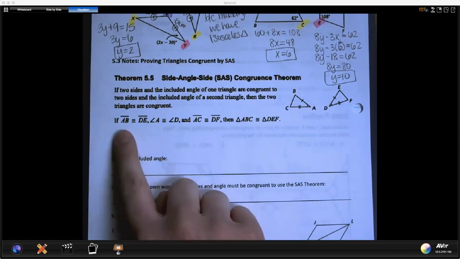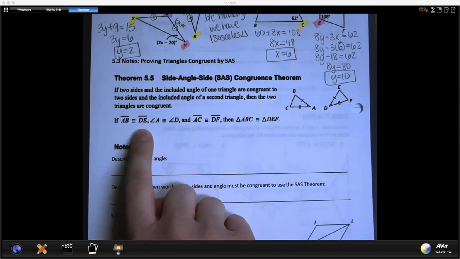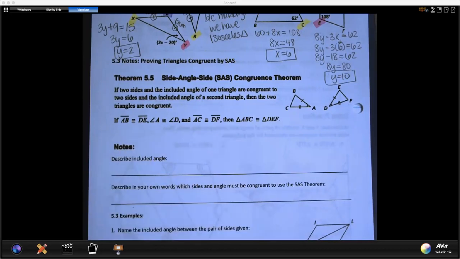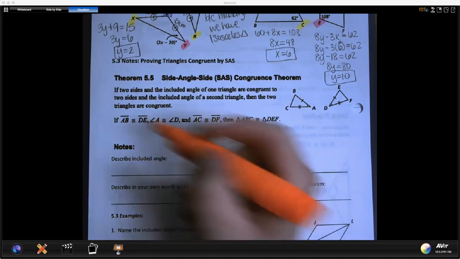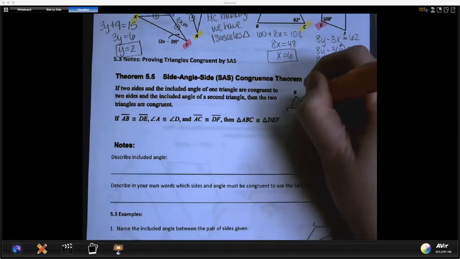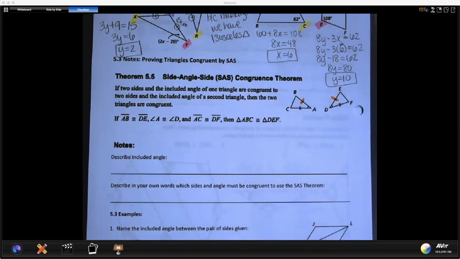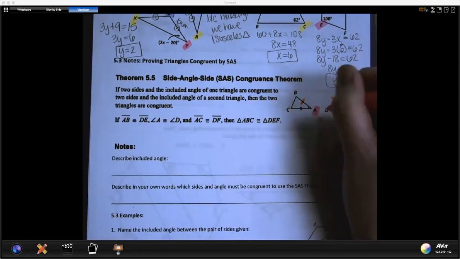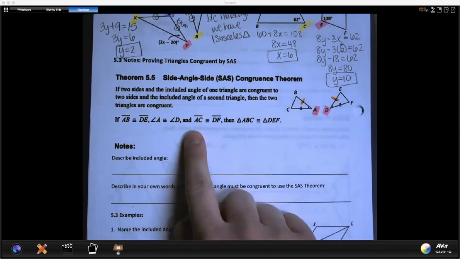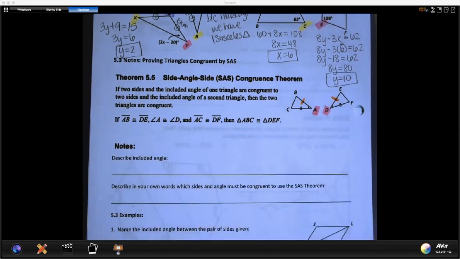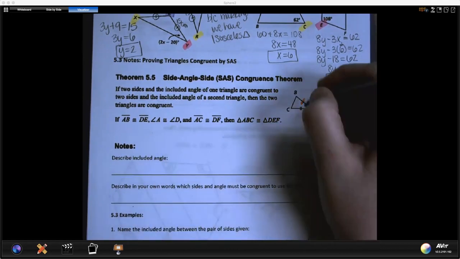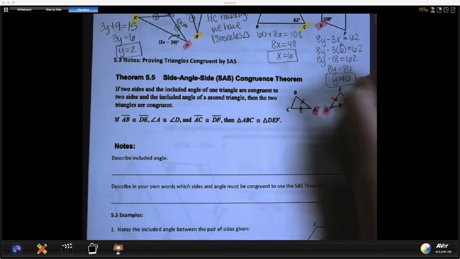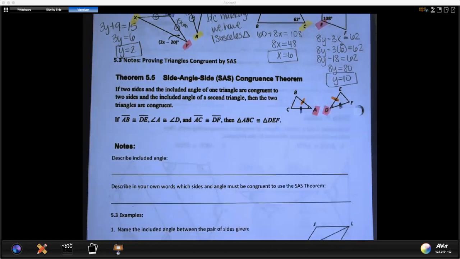So if AB is congruent with DE, okay, so let's use some colors to help us here. So we have AB is congruent to DE. So just to add a little color, we already have markings on there. If angle A is congruent to angle D, angle A, angle D, and if AC is congruent to DF, AC and DF. If those are all true, then we know the triangles are congruent.